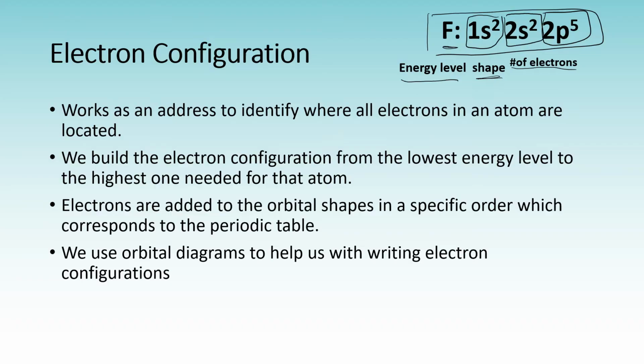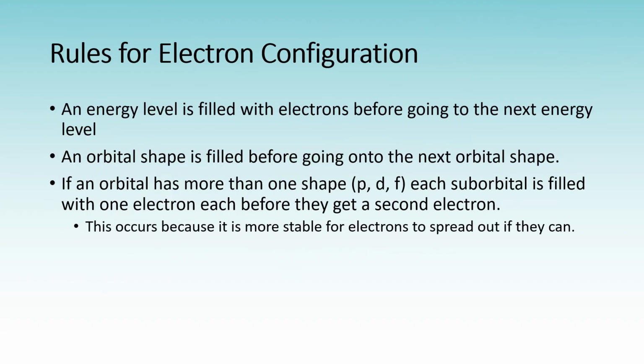So we could actually add up the electrons, so 2 plus 2 plus 5 would give us 9, and if you look on the periodic table, number 9 is fluorine. So that's a way we can actually identify these elements. So we want to be able to write those electron configurations. Now there are a few rules that we have to follow when we want to write an electron configuration.